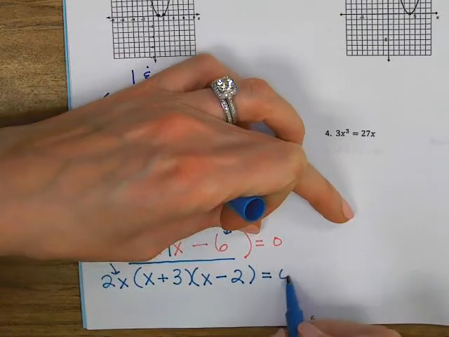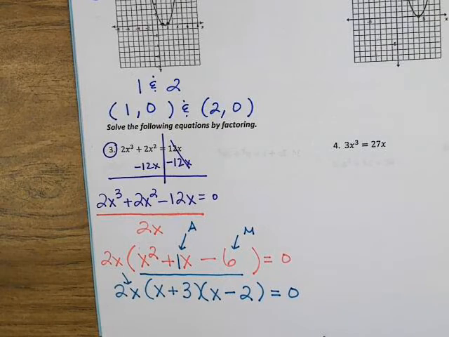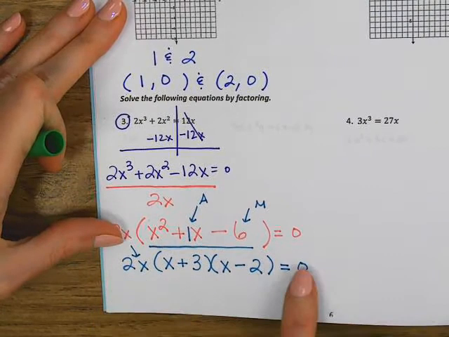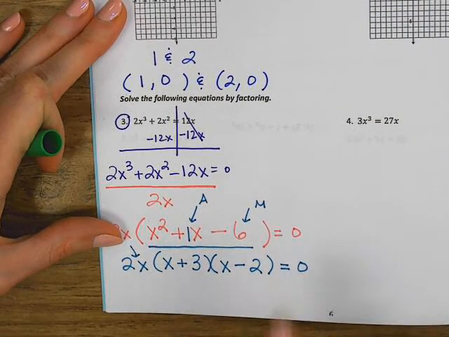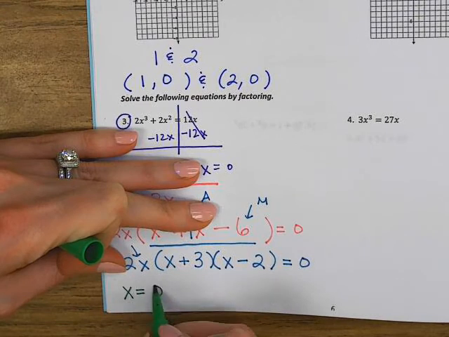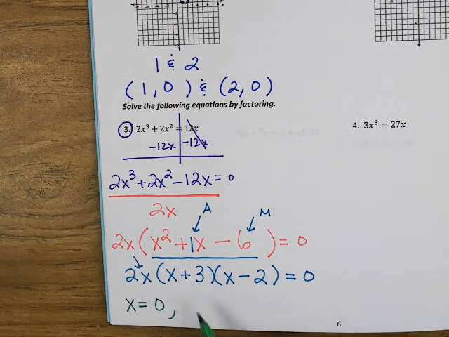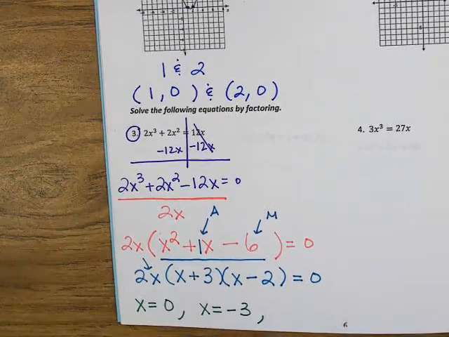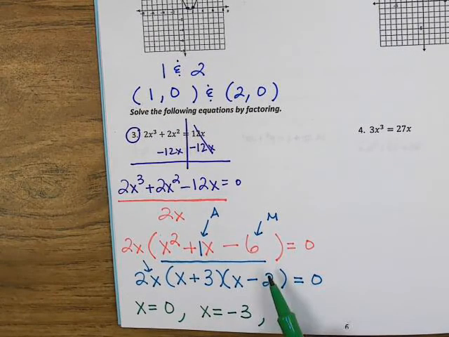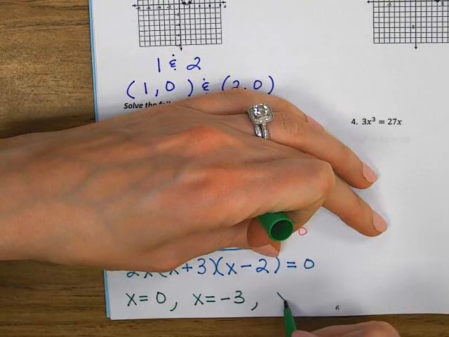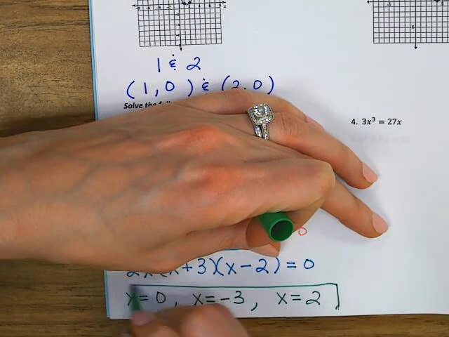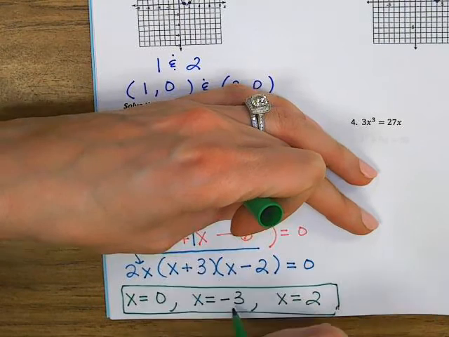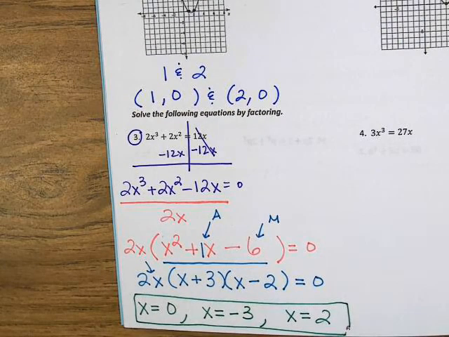And now we have to solve. Solving is just setting each factor equal to 0. When 2x equals 0, you divide by 2, and 0 divided by 2 is 0. When x plus 3 equals 0, we subtract 3, so you get negative 3. And when x minus 2 equals 0, you add 2 to solve, so x would be positive 2. Again, the shortcut is just opposite, opposite, and this one is always 0.